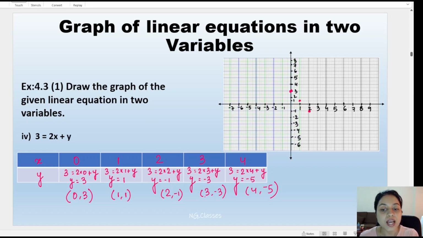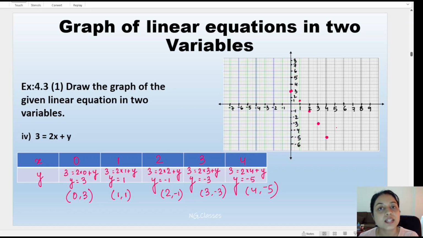After that we are having 3, -3. That means when x value is 3, y is -3. So the point is here. And at last we are having 4, -5. So when x is 4, y value is -5 and the point will be lying over here.